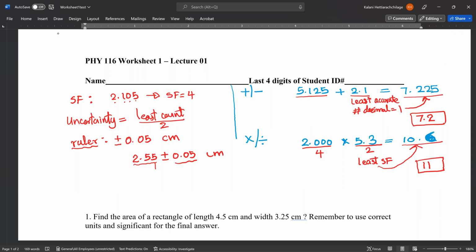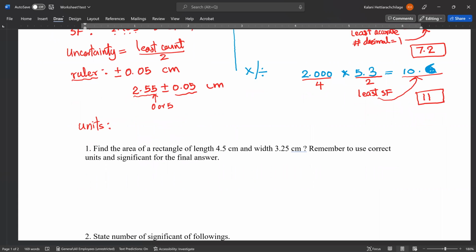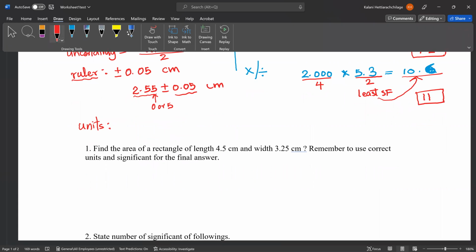Last digit here should be 0.05. That's the only validation you have. Other numbers are not valid in the second digit on the measurement. Okay. And then we talk about the units also, right? And unit conversion, SI units and those things. Okay, let's move into the worksheet because we discussed those in your lecture part in more detail.